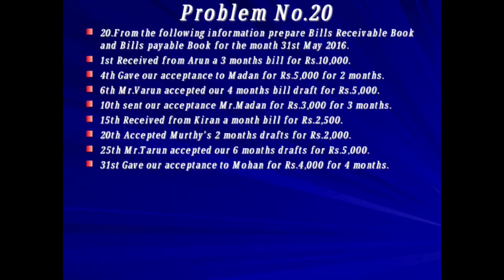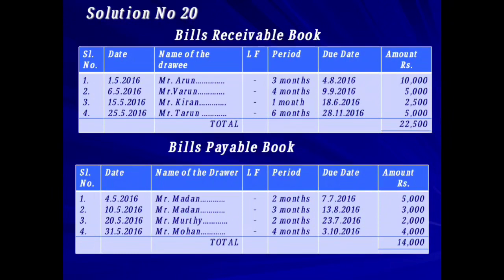The next you have on 15th, received from Kiran a 1 month bill for rupees 2,500. So bills receivable book, 2,500 from Kiran. Third entry, 15/5/2016, Mr. Kiran. How many months have they given? 1 month period. So if you add 1 month to 5 you will get 6. Then for 15, if you add 3 grace days you will get 18. So 18/6/2016. Amount how much we should receive?